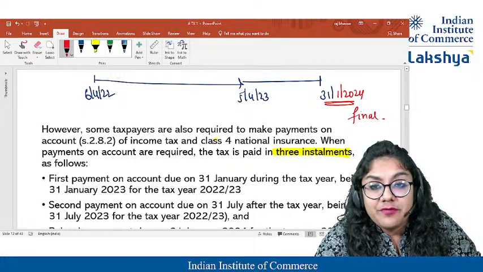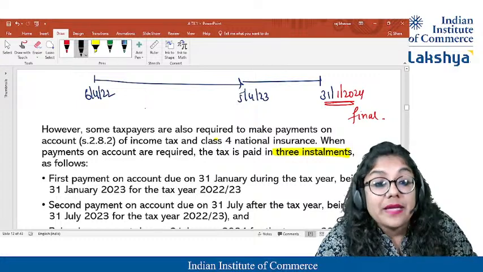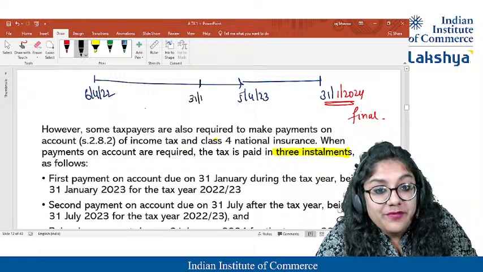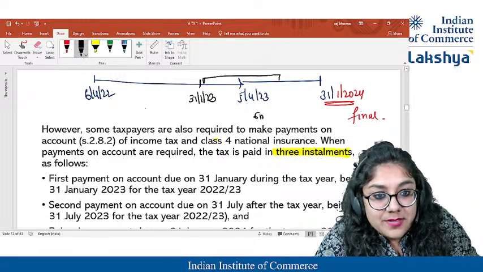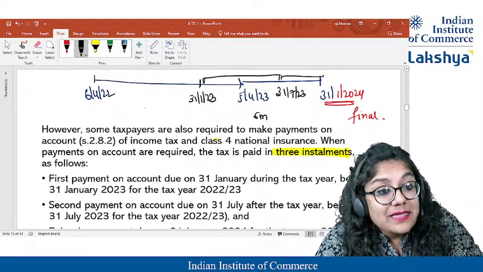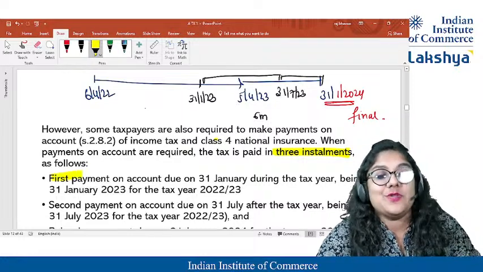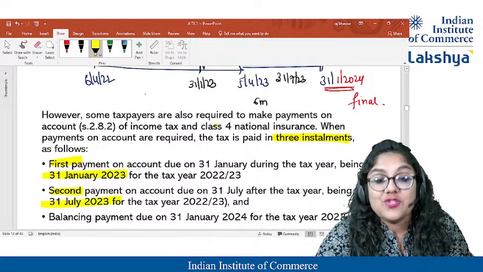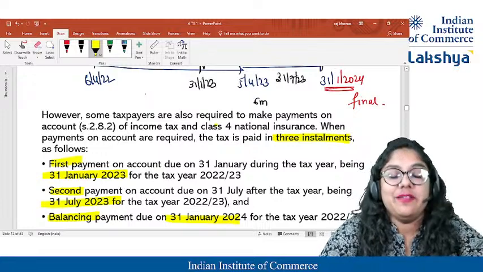So if you remember, the first installment is paid when, you will be astonished to know, before the year ends. It means you have to pay the advance tax on 31st Jan 2023. Then within a period of 6 months, that is on 31st July 2023. Then again 6 months, that is 31st Jan. So my first payment is to be made on 31st Jan 2023, then on 31st July 2023, and the balancing payment on 31st Jan 2024.